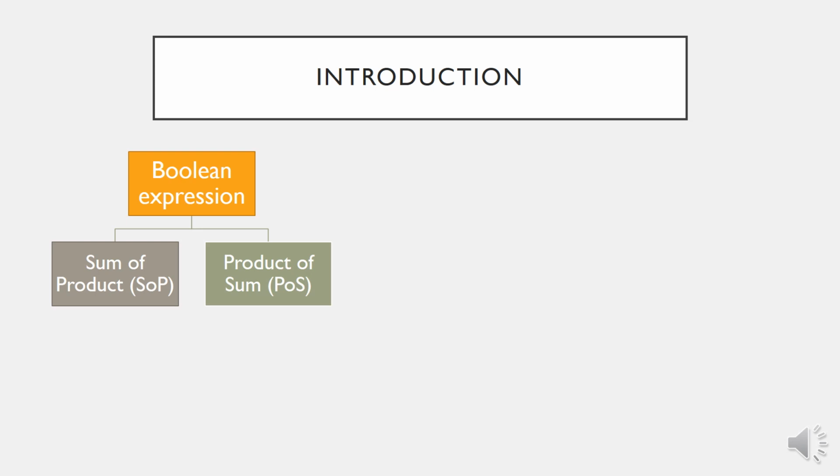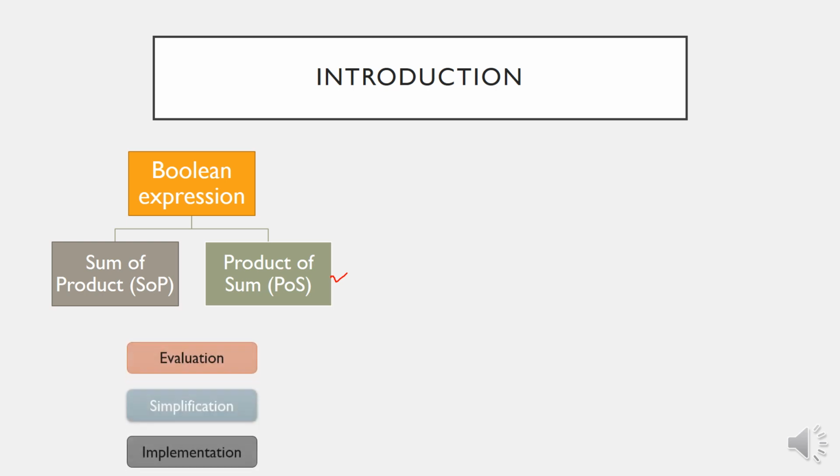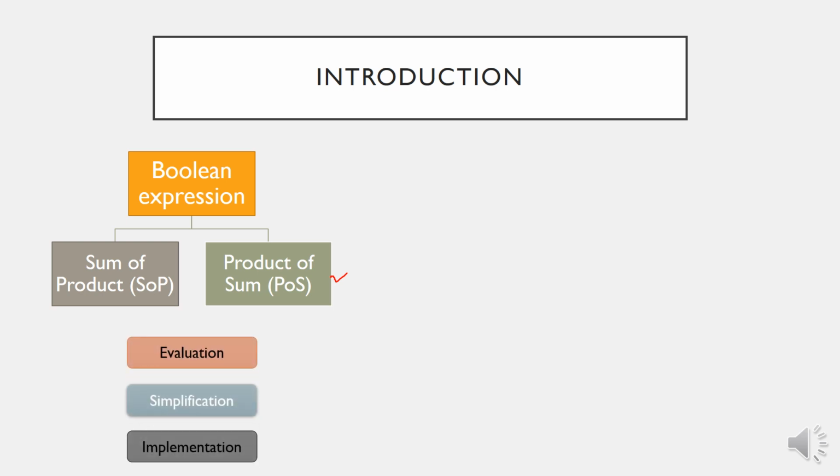Boolean expression has two forms, that is sum of product form and product of sum form. Why do we need this standard form to express a Boolean equation? It is basically for easy evaluation, simplification, and implementation, depending on the nature of our digital system.